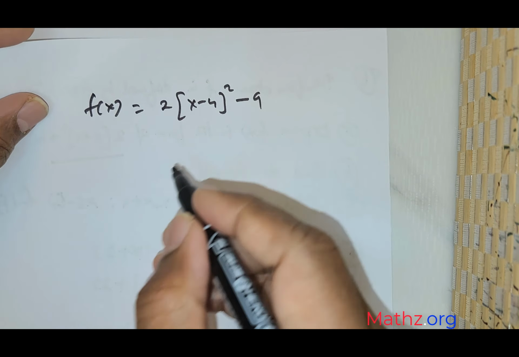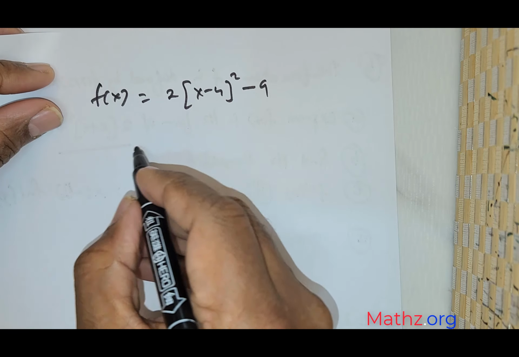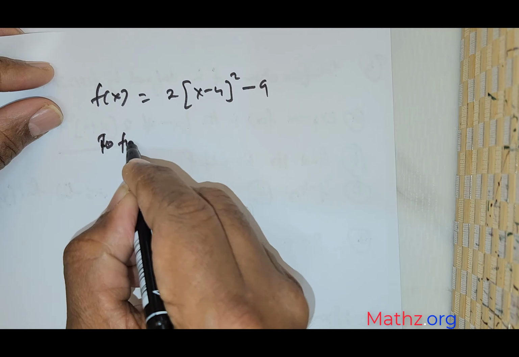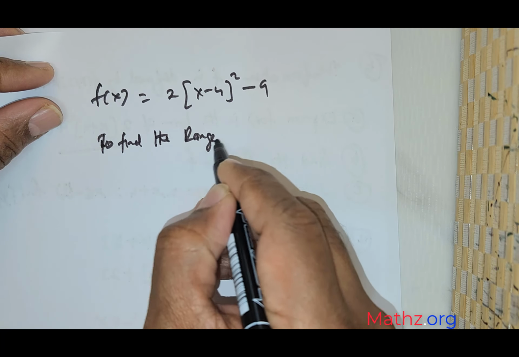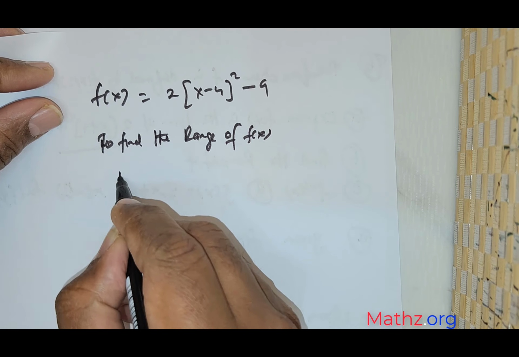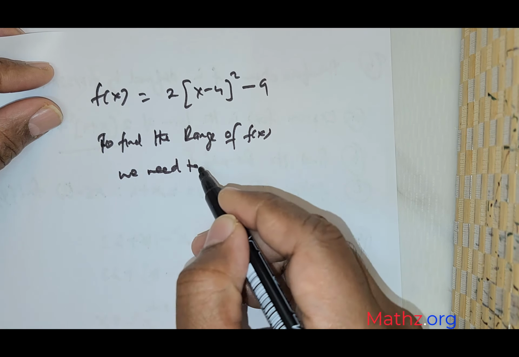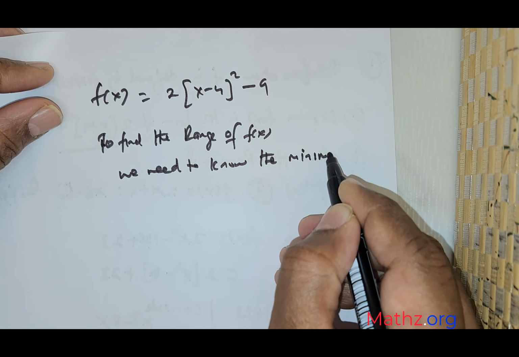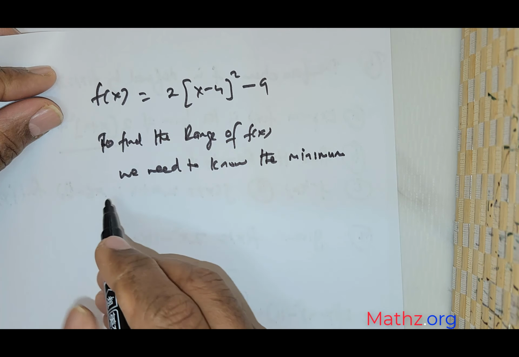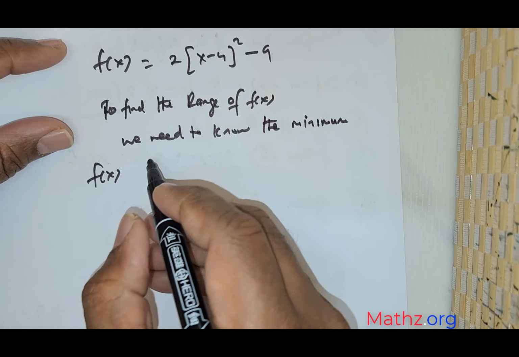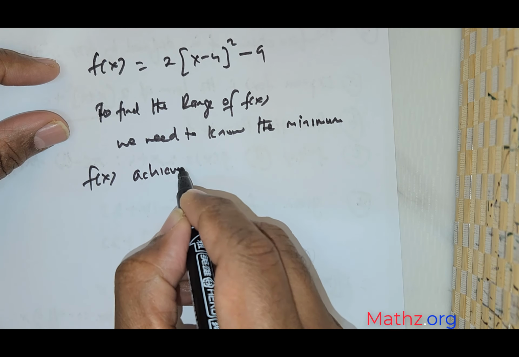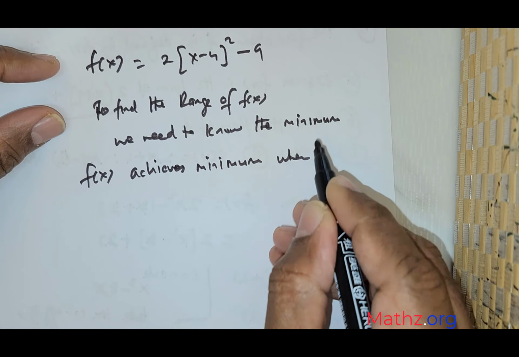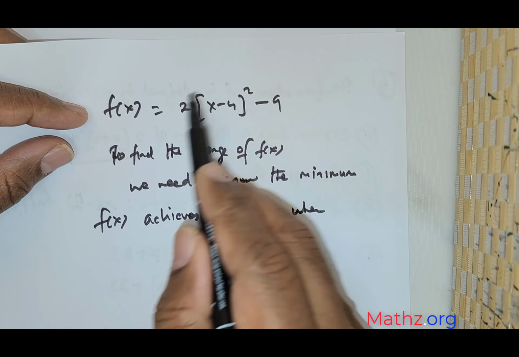For finding the value of the range, we need to know when f of x will hit the minimum value. So to find the range of f of x, we need to know the minimum. Now clearly, f of x achieves its minimum when this term becomes equal to 0, right?